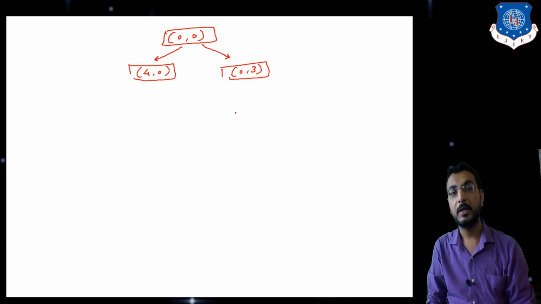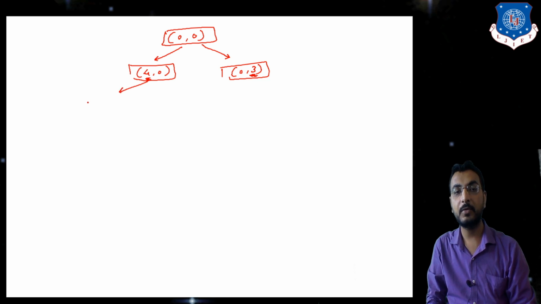0,3 means you have filled the 3 gallon jug fully. Let's say this is the X gallon jug and this is the Y gallon jug. So here you have filled up the X gallon jug fully, and here you have filled up the Y gallon jug fully, right? Now from this 4,0 there are also 3 possibilities.